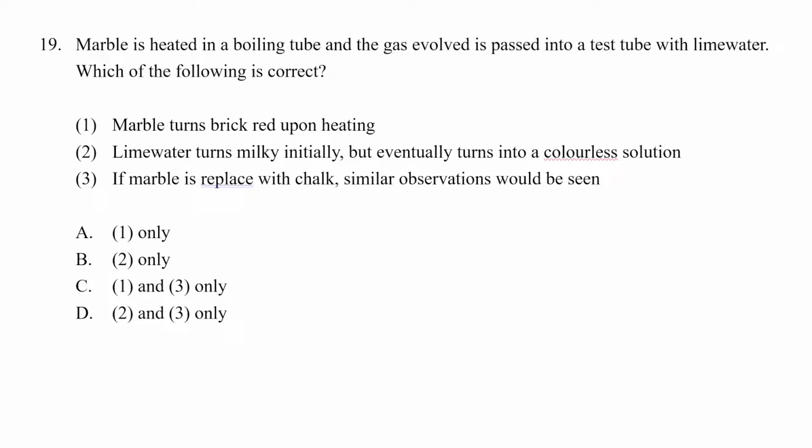2018 question 19. Marble is heated in a boiling tube, and a gas evolved is passed into a test tube with lime water. Which of the following is correct? Okay, first off, let's see.